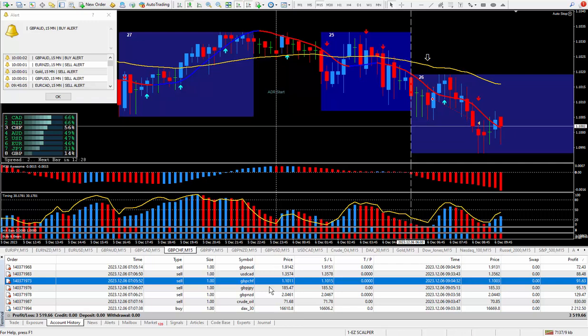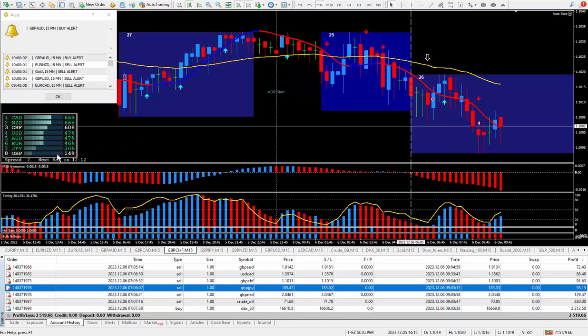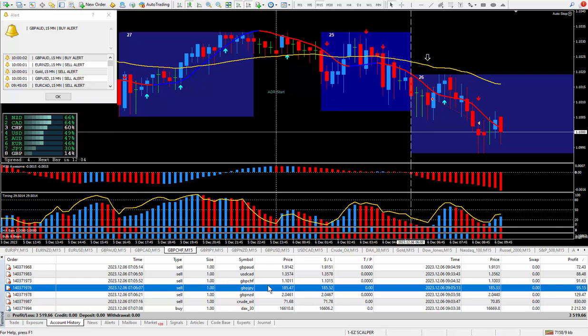Okay, let's move on to the next trade. I did pound yen, and as you can clearly see on the meter, I highly recommend you have a meter. It is a bus driver. In other words, it's what's driving the market. Pound, it's only at 14%.